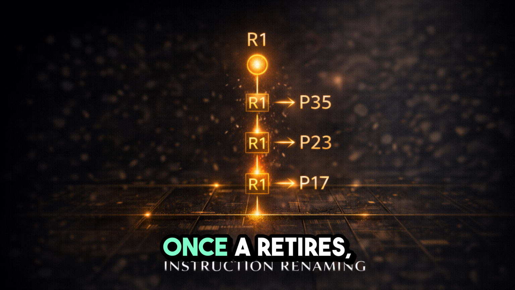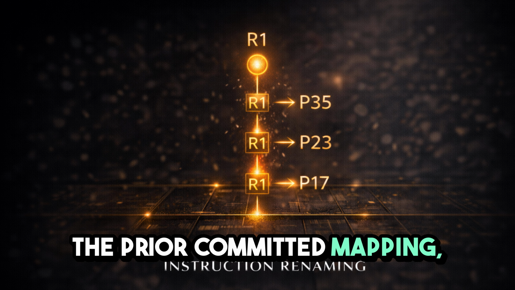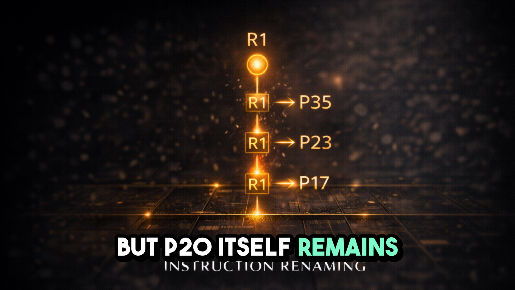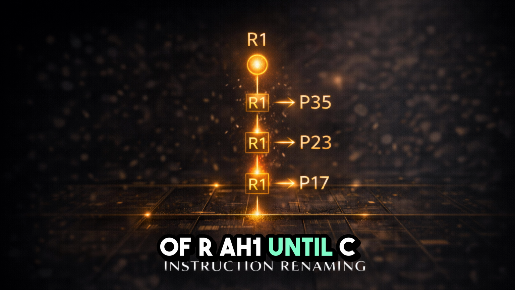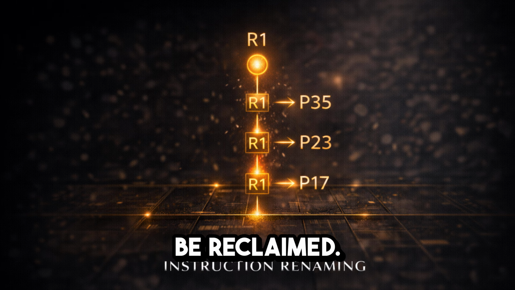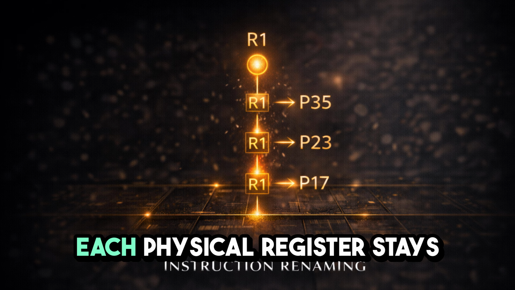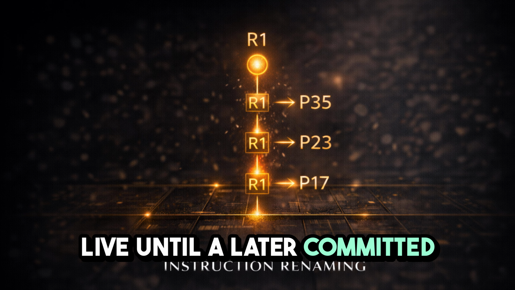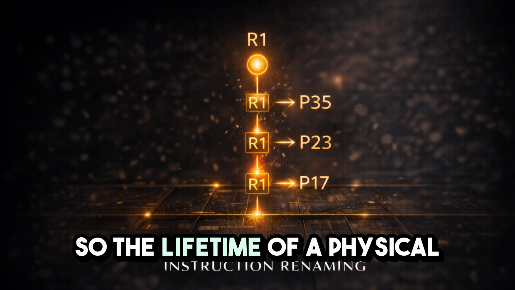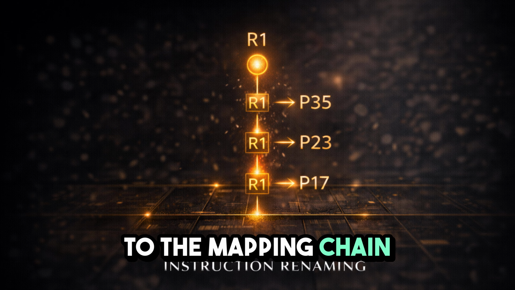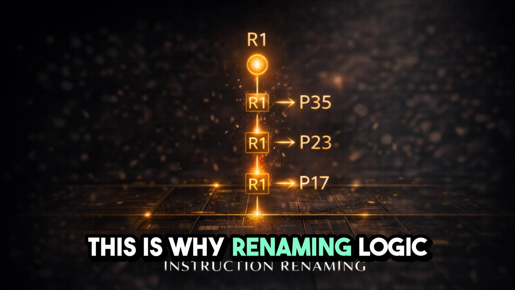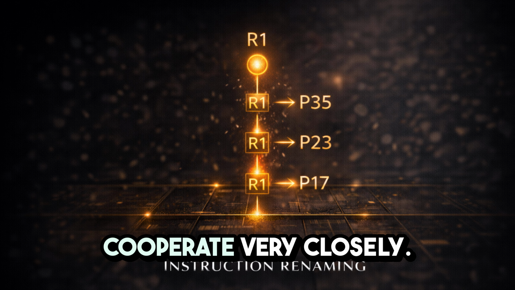Actually, careful here. Once A retires, the prior committed mapping P1 is obsolete, so P1 can be freed. But P20 itself remains the current committed version of R1 until C retires and supersedes it. Only then can P20 be reclaimed. That is an important point. Each physical register stays live until a later committed definition replaces it, and no recovery path requires it. So the lifetime of a physical register is tied to the mapping chain and retirement order, not just execution completion. This is why renaming logic and retirement logic must cooperate very closely.